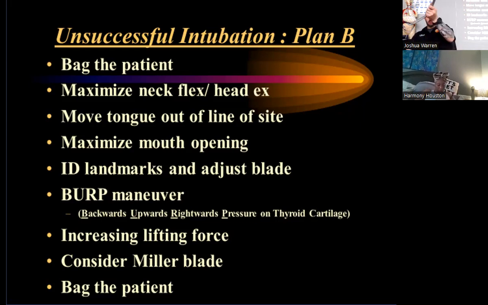How? We enter in the left side of the mouth. We sweep the tongue, lift up on that area that we're trying to move. Either it's a Mac blade or a Miller. Miller doing what? Lifting the epiglottis directly. Mac, vallecula, indirectly lifting the epiglottis. We're going to ID landmarks, adjust the blade, throw the BURP maneuver in there: backwards, upward, rightward pressure.